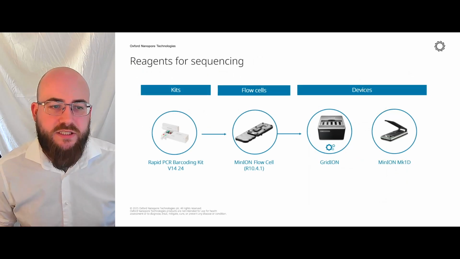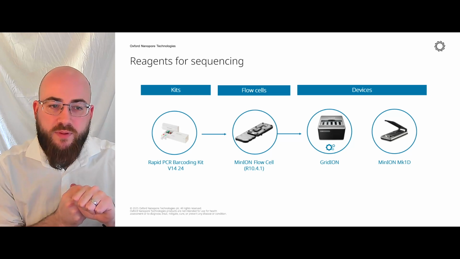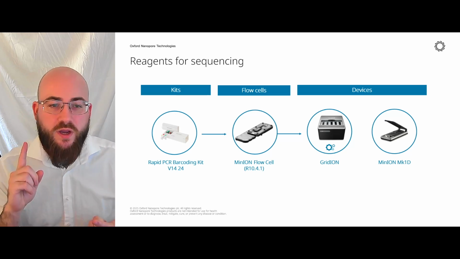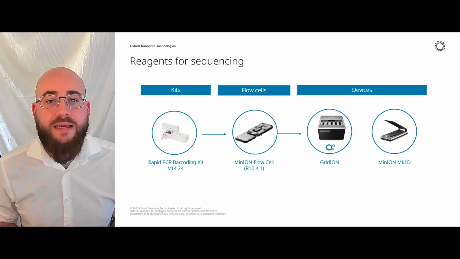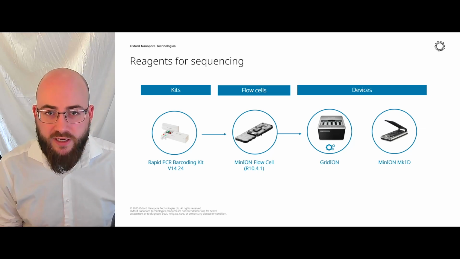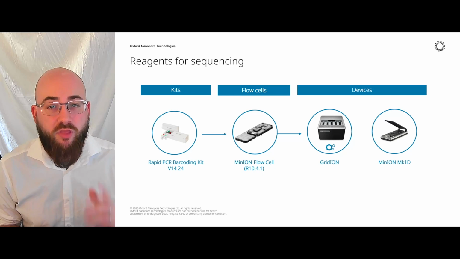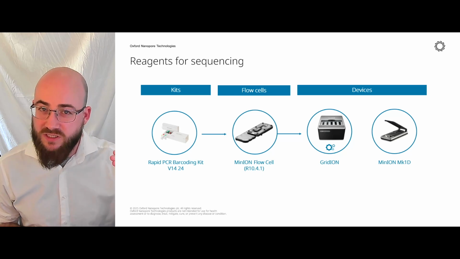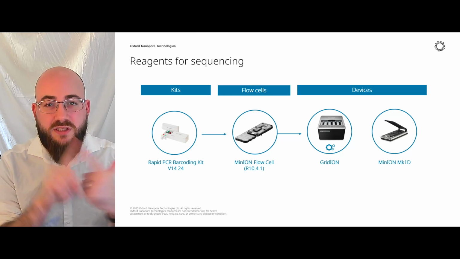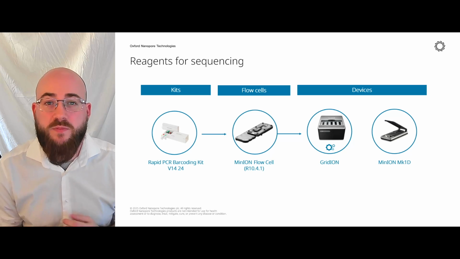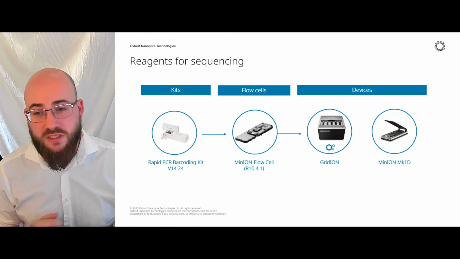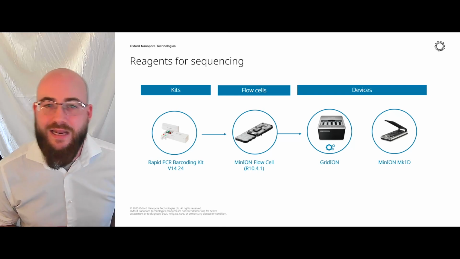So what are we going to need? Well, when it comes to our reagents for sequencing, we're going to need that rapid PCR barcoding kit, RPB, and then we're going to need a MinION flow cell, and that can either go on a MinION device or a GridION device. You will need to get some third-party reagents as well for the stuff that was upstream. The depletion, the extraction, the PCR all need some third-party reagents. Those will be listed for you at the start of the protocol, but this is the nanopore stuff we're sequencing with.